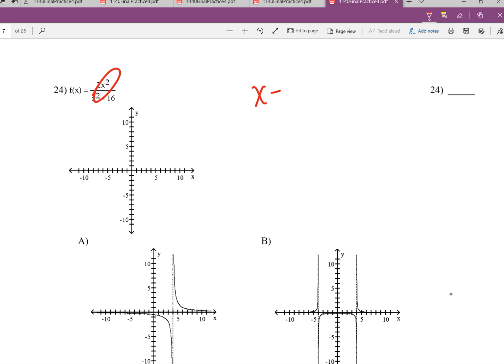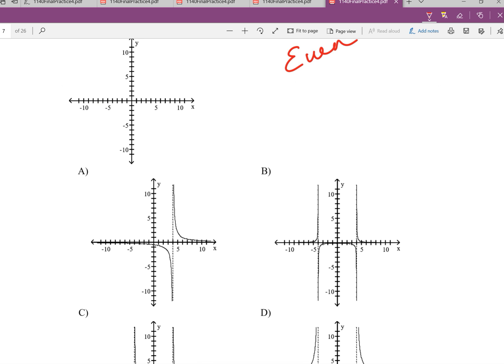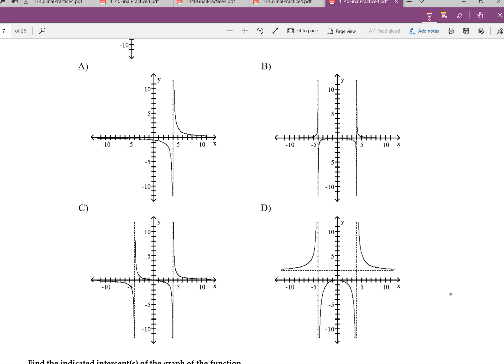I could factor this to be x can never equal plus or minus 4. And secondly, I'm also noting that this is an even function. So because it's an even function, I can rule this out for sure, and I can rule this out for sure, because those are not even functions.